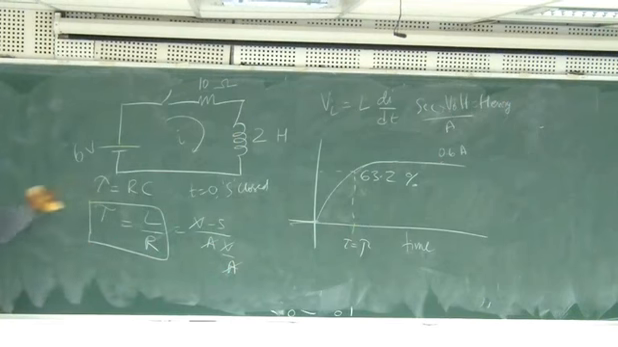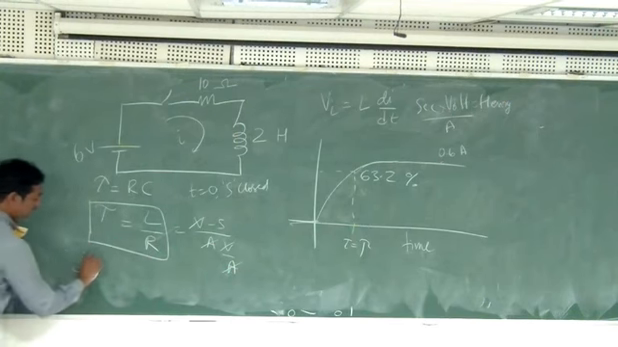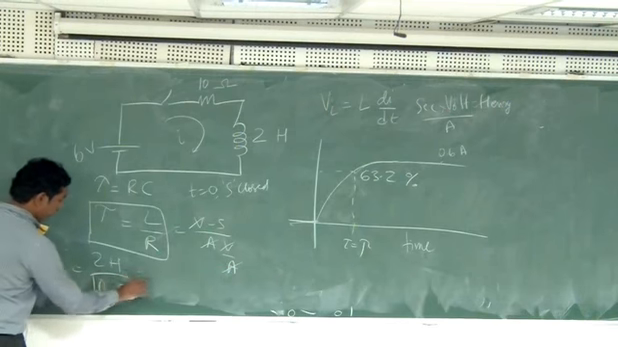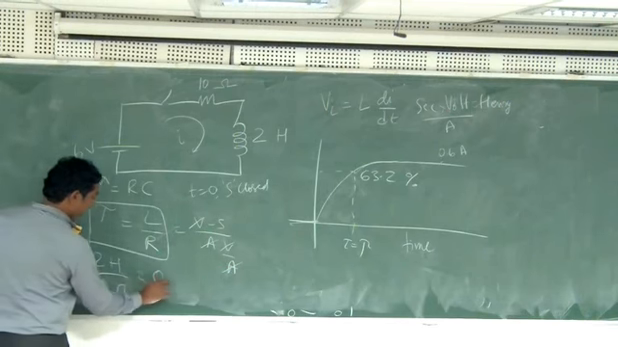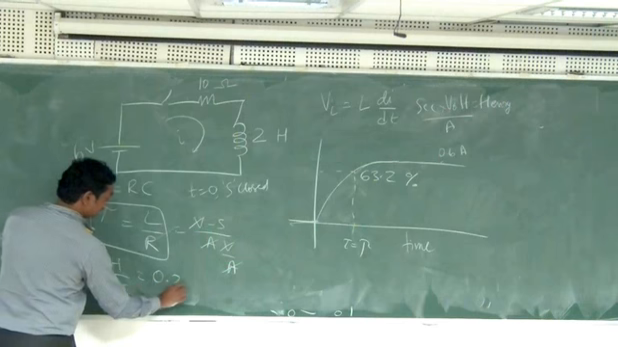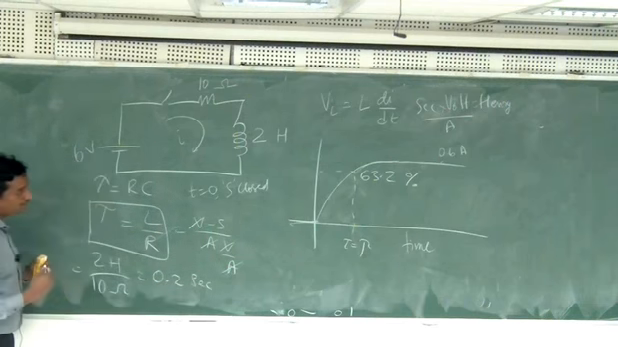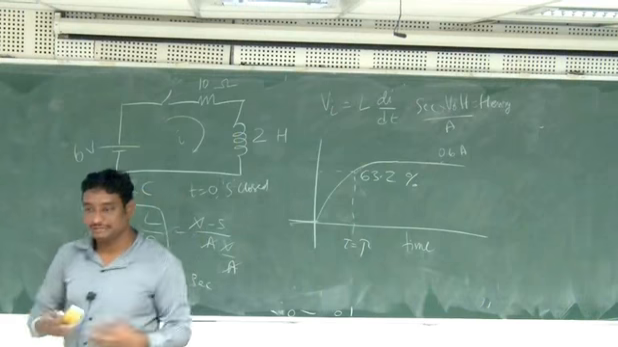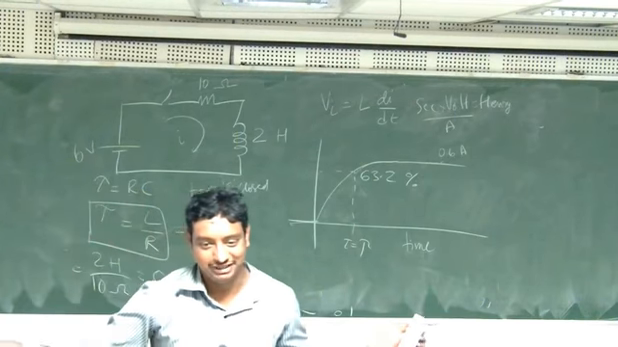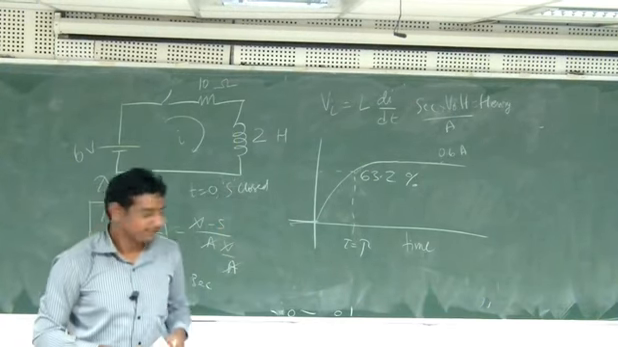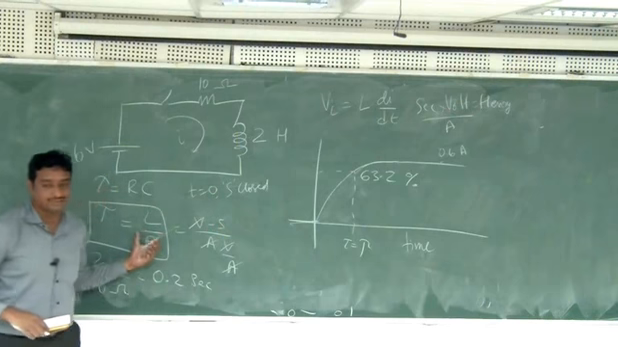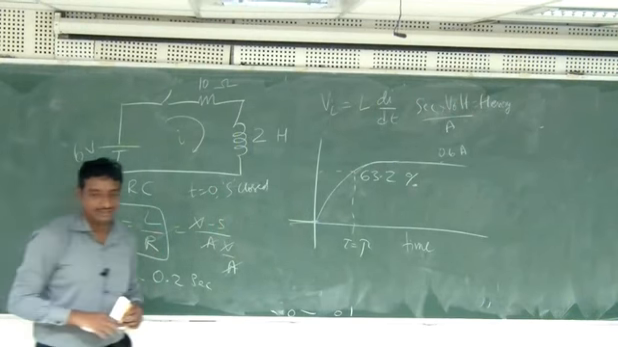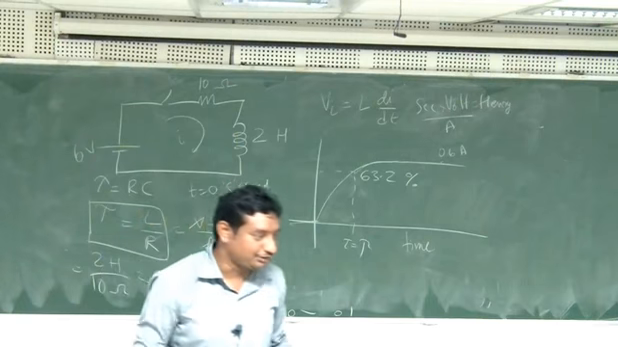In this case, what is the time constant? 2 henries divided by 10 ohms. That is 0.2 seconds. So within 0.2 seconds it will do. But I want to demonstrate in the classroom, so I want 1 minute or 2 minutes of time. Then the problem is more severe because I need a larger value of L. We don't have that.